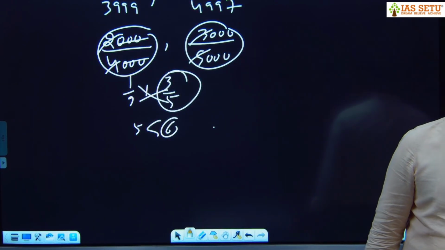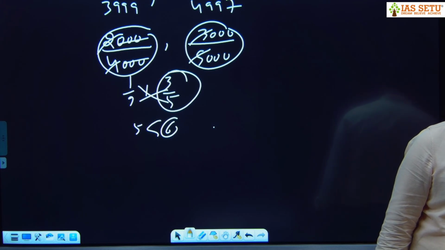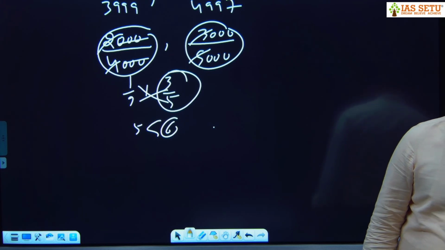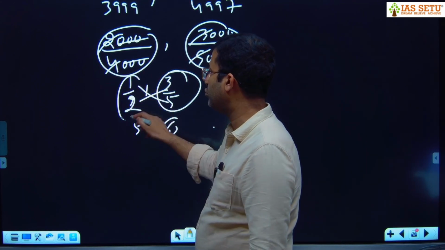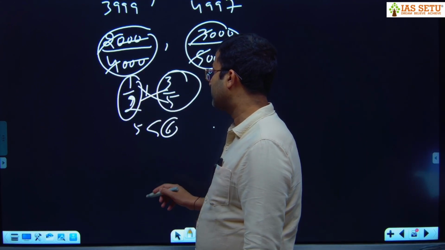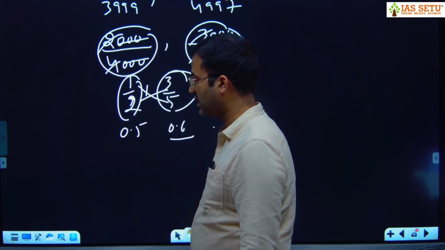Decimal, like what we have studied during school days. बोथ आर सेम. कैसे है सेम? एक 1/2 एक 3/5 है. 1/2 हाफ होता है, 3/5 0.6 होता है. सो विच इज लार्जर? 0.6 इज लार्जर.